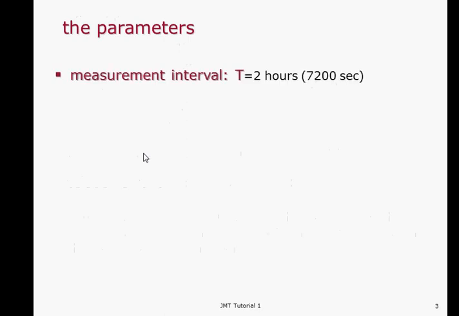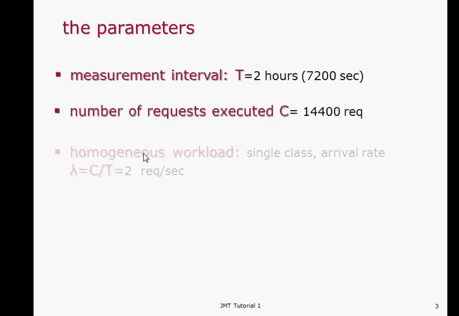The system has been measured for 2 hours, and from the number of requests executed C divided by the length of the observation interval, we obtain the arrival rate that is 2 requests per second. Let me point out that the assumption for the workload is that it consists of a single class of requests.